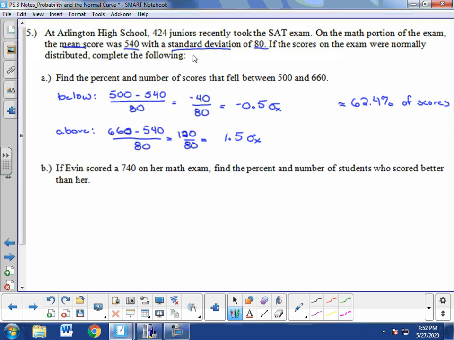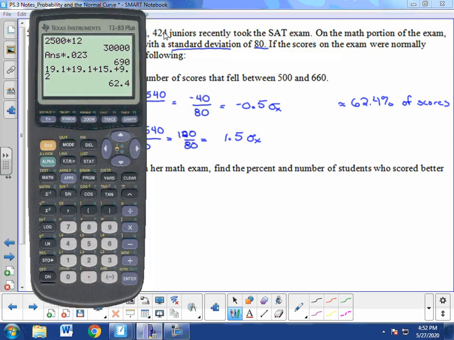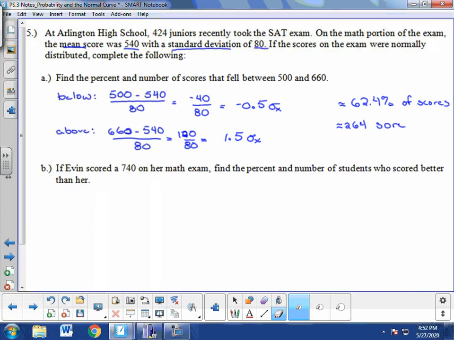Now, how many total scores was that? Because we wanted to find the percentage and number of scores. So if we know we have 424 juniors, we can multiply that by 62.4%, converting that to a decimal, and we'll have to round this number. We're going to round this down because it's not enough to get us to 265. So 264 scores fell within the range of 500 and 660.